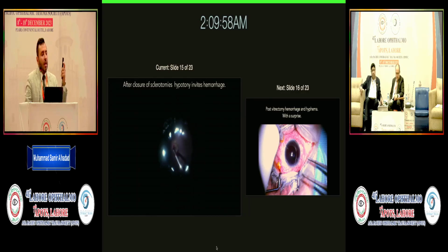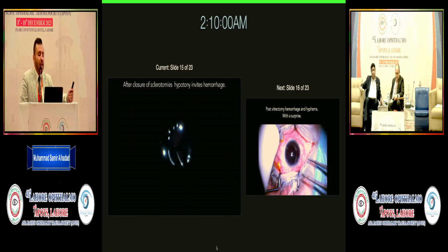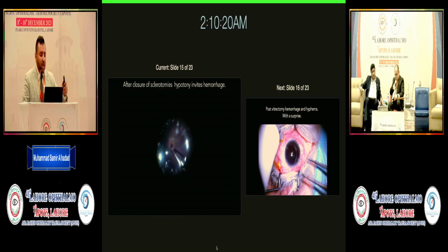After closure of the sclerotomy, always avoid hypotony, because hypotony invites hemorrhage. So, as we see, this blood trickled from me after the end of the surgery because of hypotony. So always avoid hypotony. Close your sclerotomies by good stitching to prevent this trickling of blood.